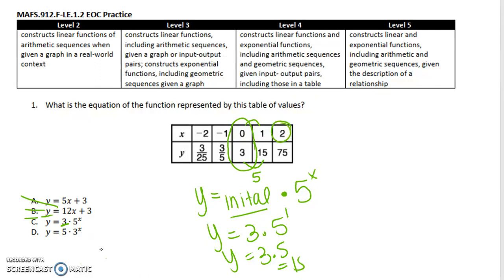Same thing here. If I plug this 2 in, y equals our initial value of 3 times 5 squared. 5 squared is 25, and 3 times 25 is 75. So C is my correct exponential function.